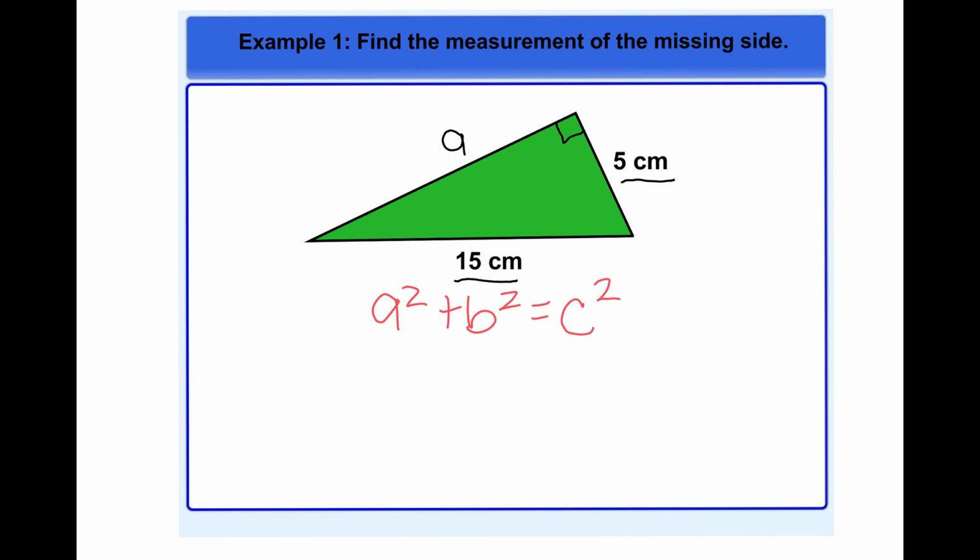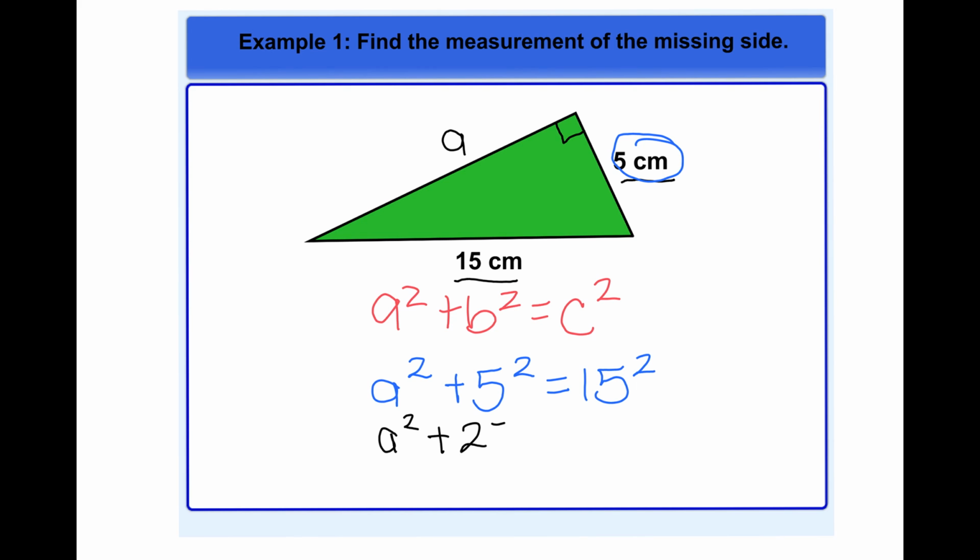So this time I have a leg, just one of them. So I'm going to say we don't know a squared. I do know that 5 is one of the legs, so I'm going to put that in for b. And the hypotenuse, which is c, is 15. So far, all I've done is insert the lengths that I know into the Pythagorean theorem. Once I do that, I'm going to solve what I can. I don't know a squared, but I do know 5 squared, which is 25. And I do know 15 squared, which is 225.